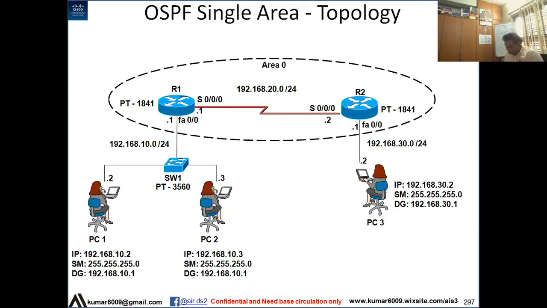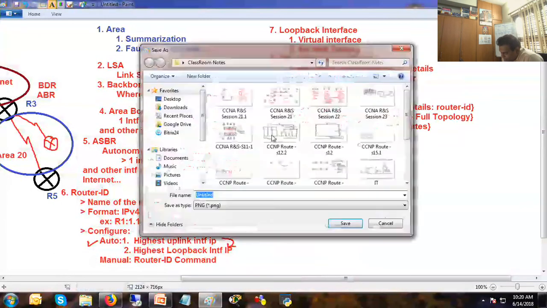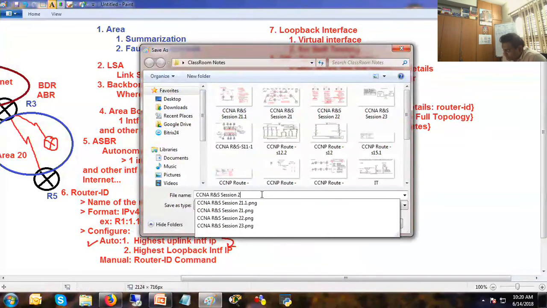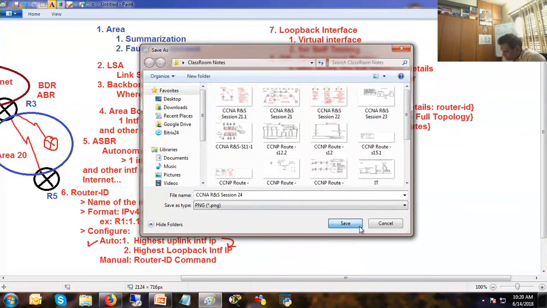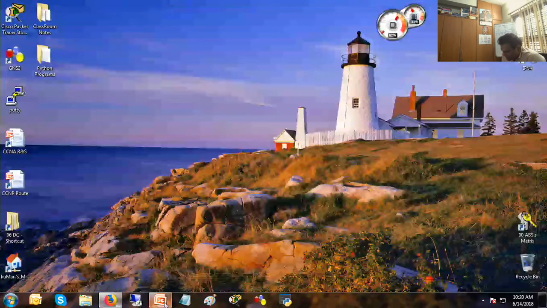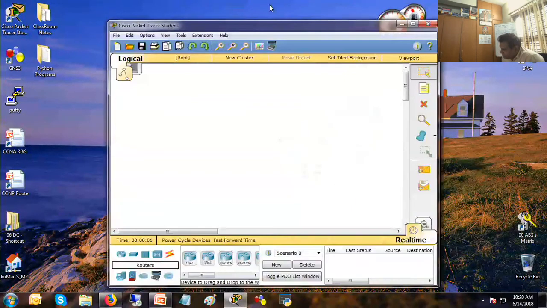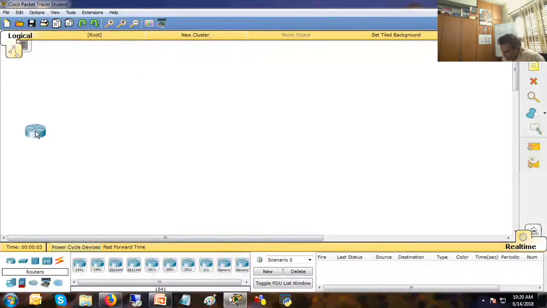We'll start. First, tell me, session number 23, right? 24. Okay, tell me. Mallikarjun, how many devices? 2 routers, 1 switch, 3 PCs. Okay.